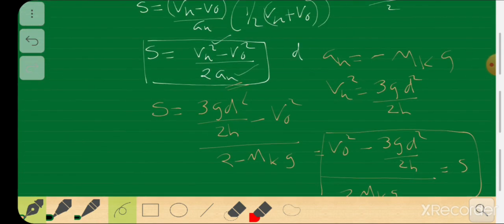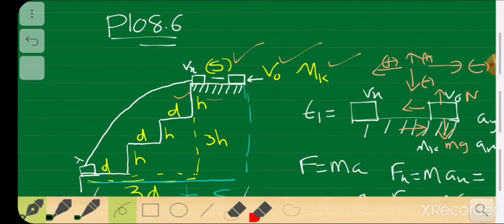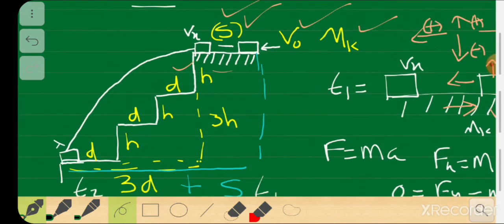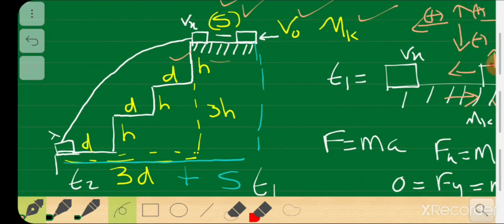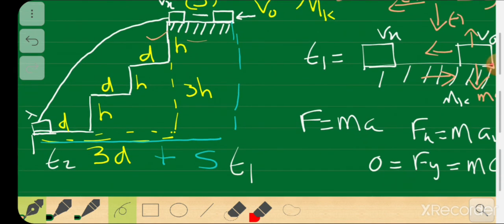Our task was to solve this problem and find an equation for this distance in terms of v0, mu k, h, and d, and we did that. It's very simple. I hope you got this idea. This is how you can apply Newton's laws and get out something very beneficial. We just used Newton's second law and solved a very complicated-looking but very easy problem.